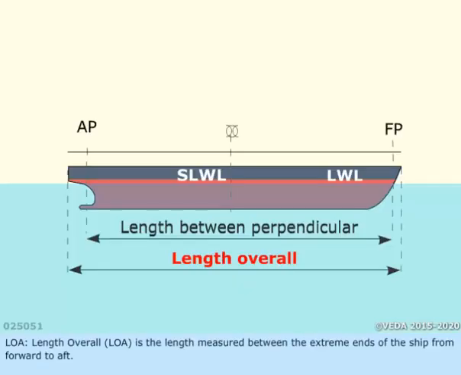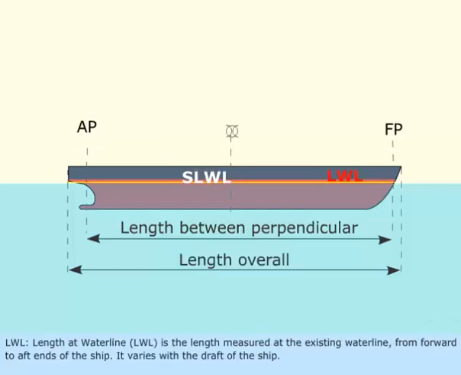LOA, length overall. LOA is the length measured between the extreme ends of the ship from forward to aft. LWL, length at waterline. LWL is the length measured at the existing waterline, from forward to aft ends of the ship. It varies with the draft of the ship.